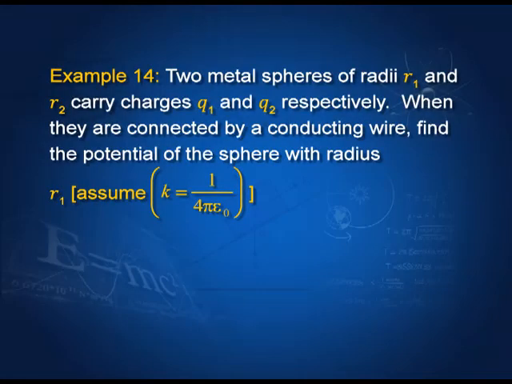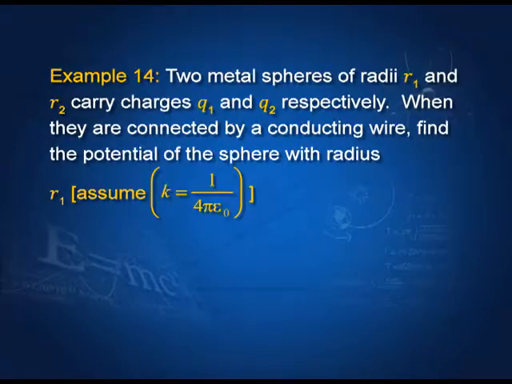In this case, we have two metal spheres of radii r1 and r2. They carry charges q1 and q2 respectively. When they are connected by a conducting wire, find the potential of the sphere with radius r1. We denote k as 1 by 4 pi epsilon 0. So, we have two metal spheres, and then we connect them. When we connect them, what will happen?